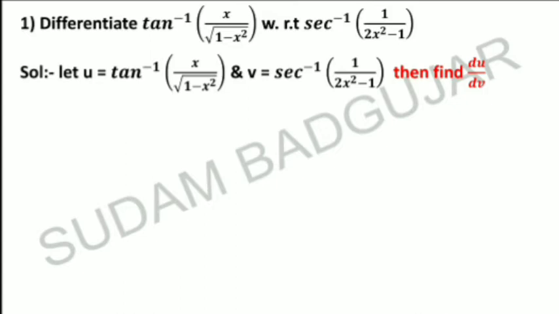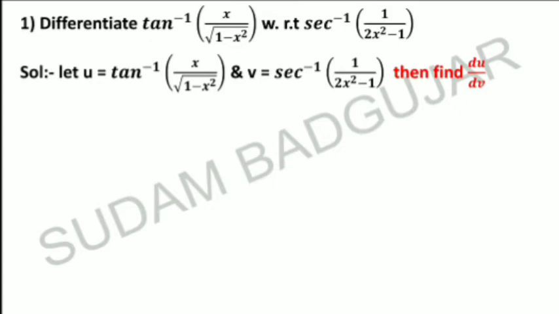So for solving such type of differentiation, such type of sum, we have to assume the first function is u and the second function is v. So let u be equal to tan inverse of x upon under root of 1 minus x square, and v is equal to sec inverse of 1 upon 2x square minus 1.